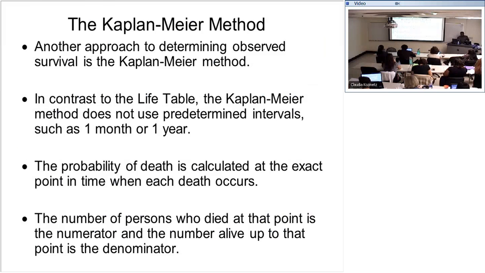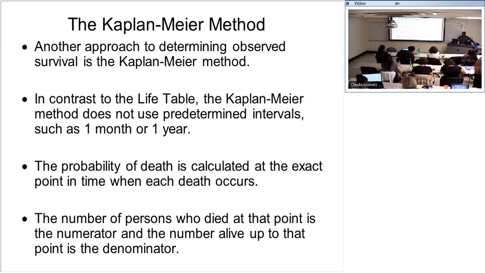So that's another approach, which is like the life table, but which is the Kaplan-Meier. In contrast to the life table, the Kaplan-Meier method does not use predetermined intervals. So the attention is on whenever death occurs, there's some kind of calculation. So the probability of death is calculated at the exact point in time when each death occurs.